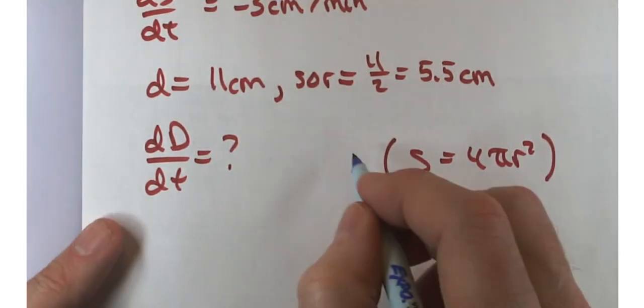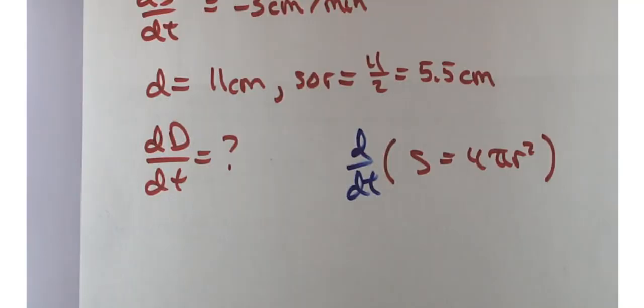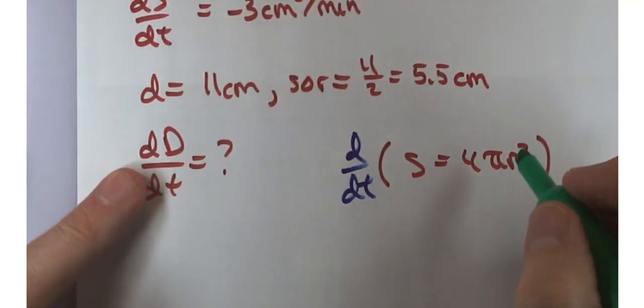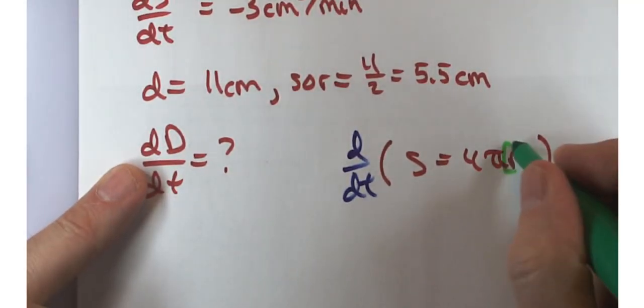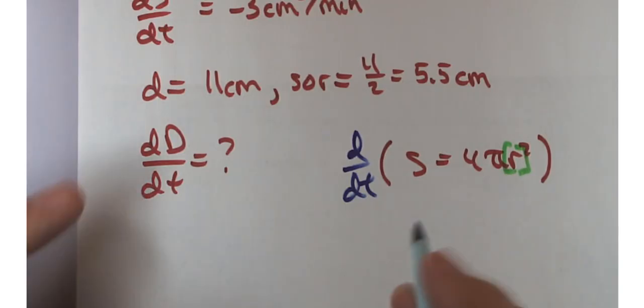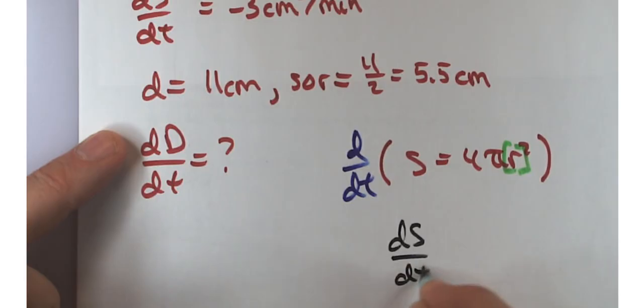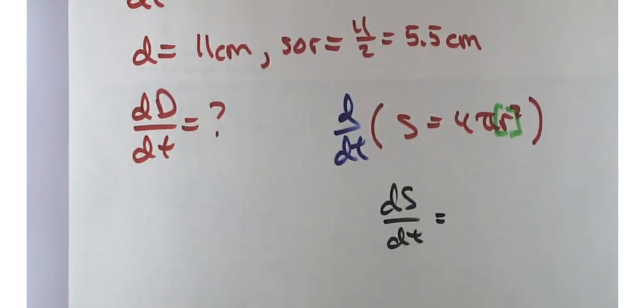So I want d by dt of that. Now we're going to have to be a little bit careful when we differentiate this term here. You're going to have to use the chain rule. On the left-hand side, we get a very predictable ds by dt. But what's going to happen on the right-hand side? What am I going to get?